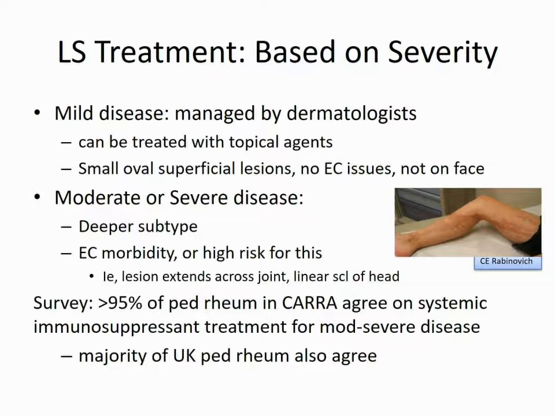In a survey I did of pediatric rheumatologists in the CARRA organization, the North American pediatric rheumatologists, to ask how they treat it, and then we came up with plans, nearly everyone agrees that moderate to severe disease should be treated with systemic immunosuppressants. The pediatric rheumatologists in England also did a survey, and again there is agreement on this type of management.